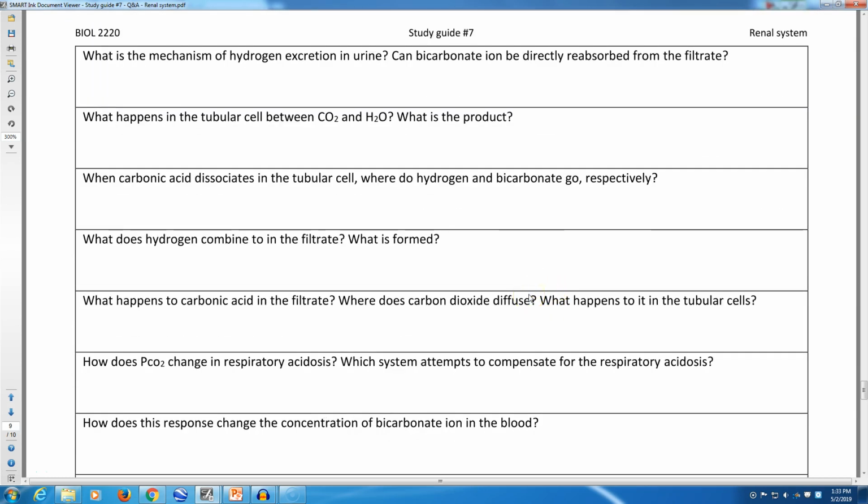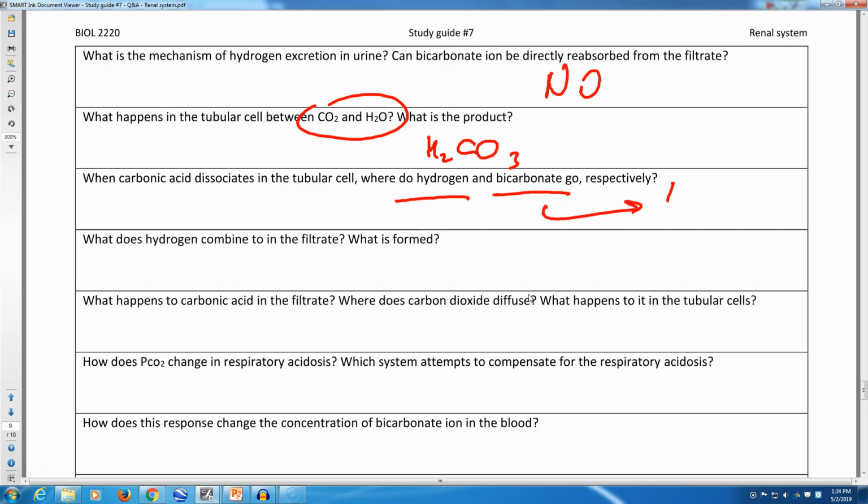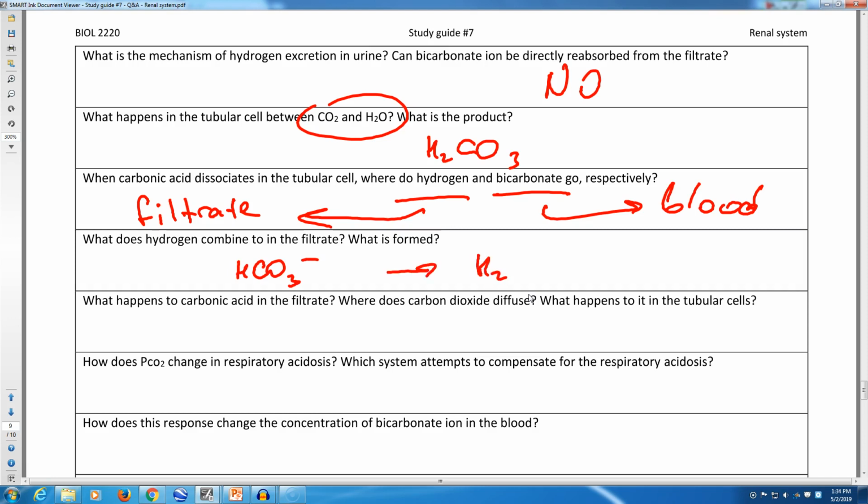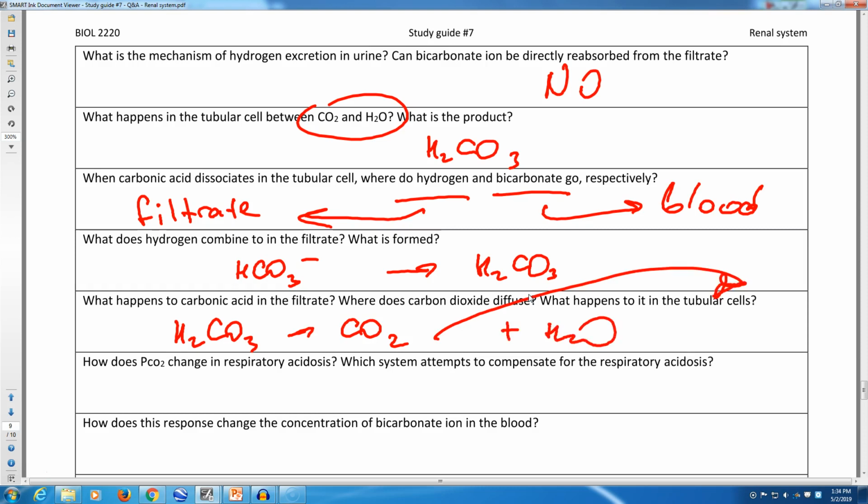Hydrogen excretion in urine. Things that you need to remember: bicarbonate is not directly reabsorbed. This interacts to produce carbonic acid in the tubular cell. It dissociates into hydrogen and bicarbonate. Bicarbonate goes into the blood. Hydrogen goes into the filtrate. Hydrogen combines in the filtrate with bicarbonate ion, forming carbonic acid, which dissociates into carbon dioxide, which goes into the tubular cells, and water.